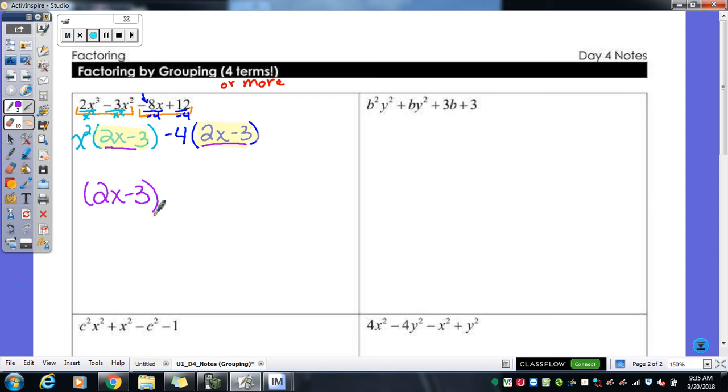So just like I would with any other GCF, I'm going to take that out in front. Only because it's 2 terms, I have to put it in parentheses. And then I'm going to set up my other parentheses. So again, remember, we would go up here and divide by 2x minus 3, just like with any other kind of GCF. You divide by what your common factor is. So what's left to go in the parentheses? X squared minus 4.